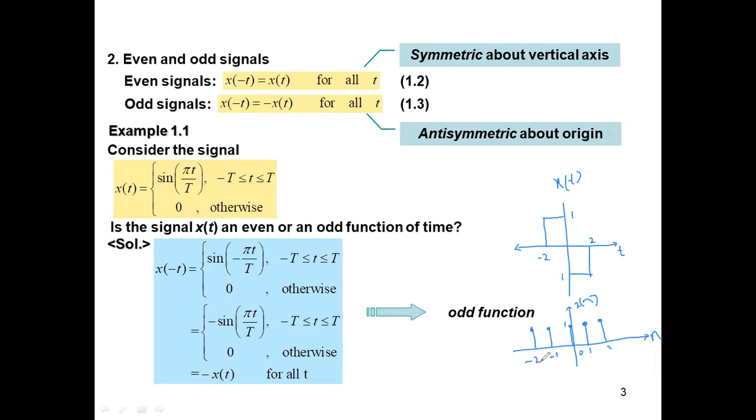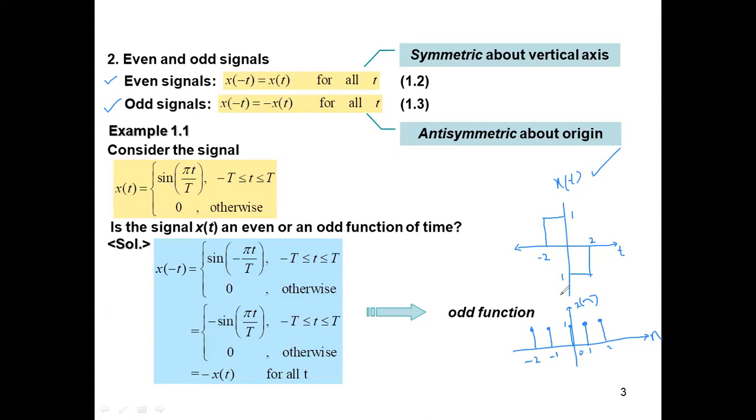Now, what do you think? What is the nature of the first signal? Is it an even signal or an odd signal? Do we know what are the criteria for determining whether a signal is odd or even? Here is the criteria. If x of -t is equal to x of t, then it becomes an even signal. If x of -t is minus of x of t, then it becomes an odd signal.